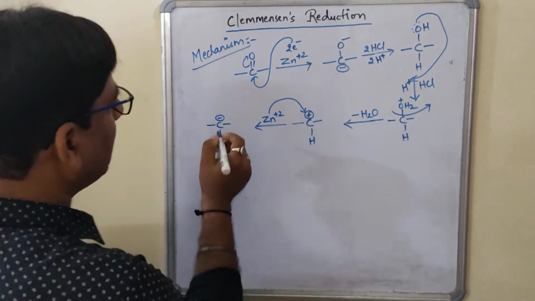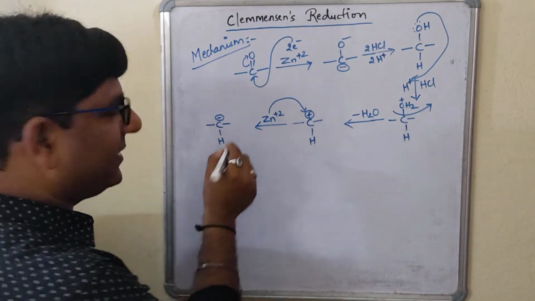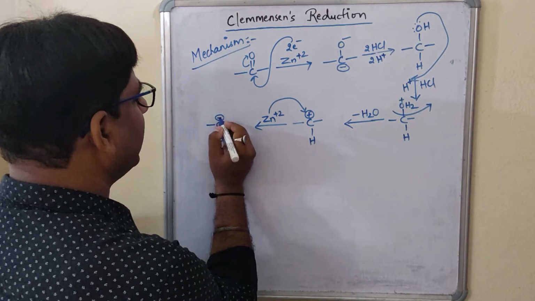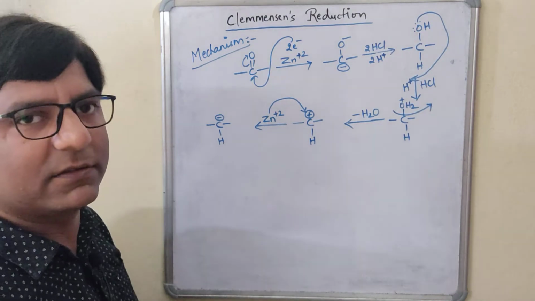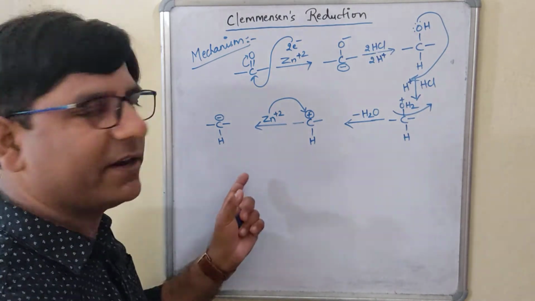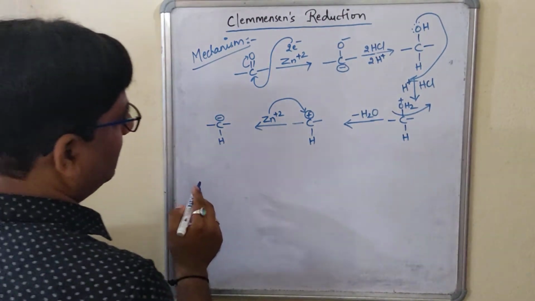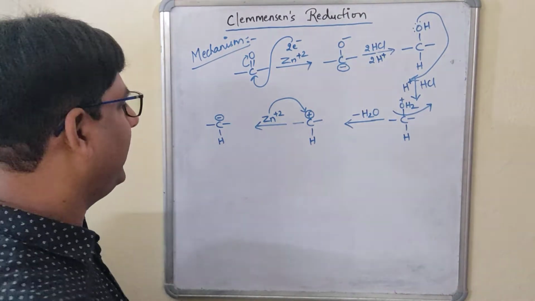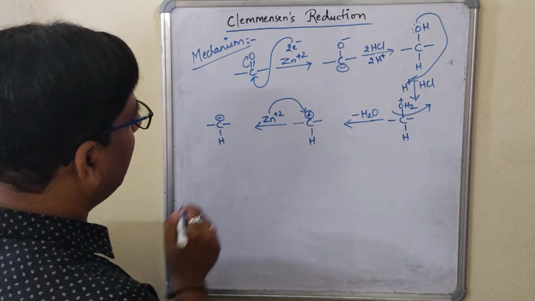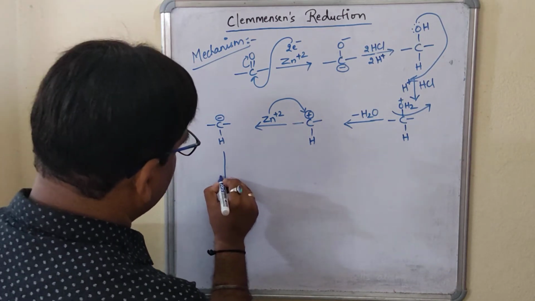Clear? And this negative, I told you, means 2 electrons are there, and from where did those 2 electrons come? They came from this Zn2 plus. I hope it is very much clear to you. Very easy mechanism, students. Just pay attention and try to understand what I am telling you. Right? Now in the last step, this is the final step, students.